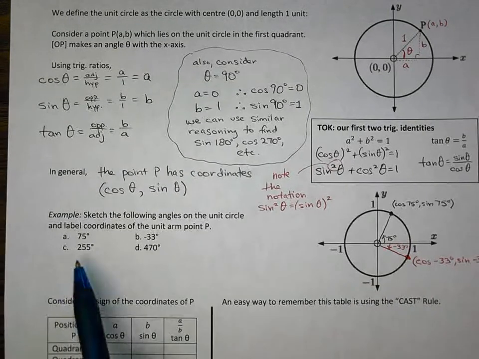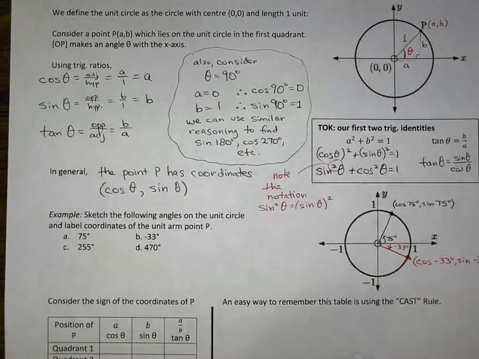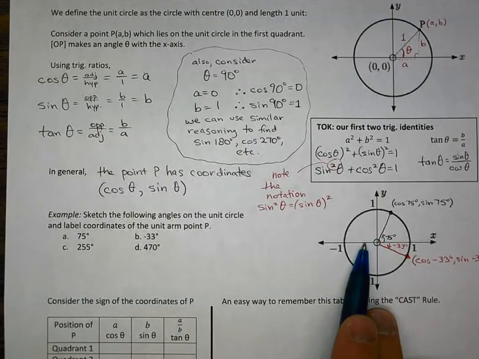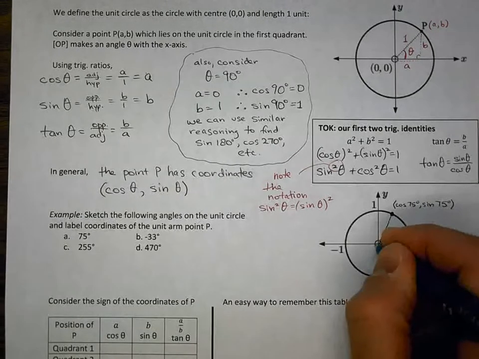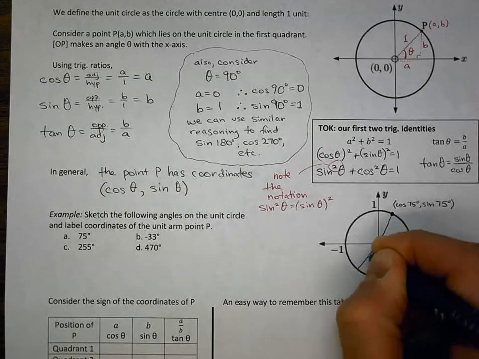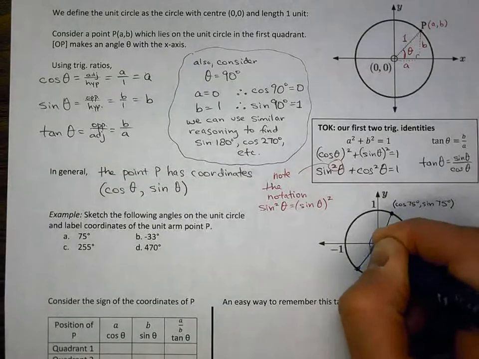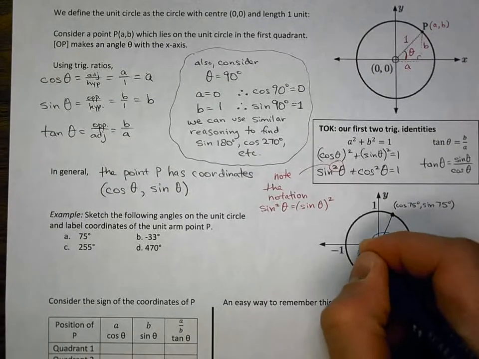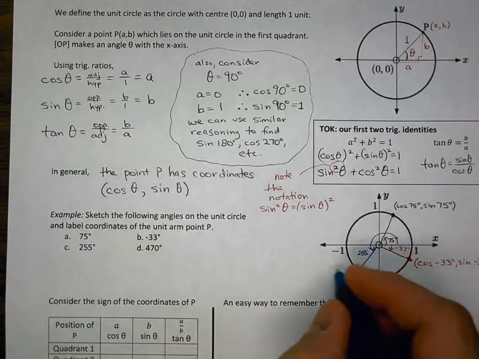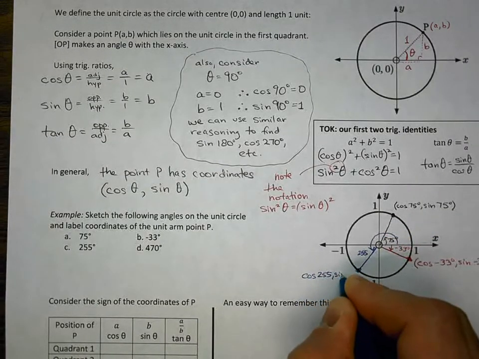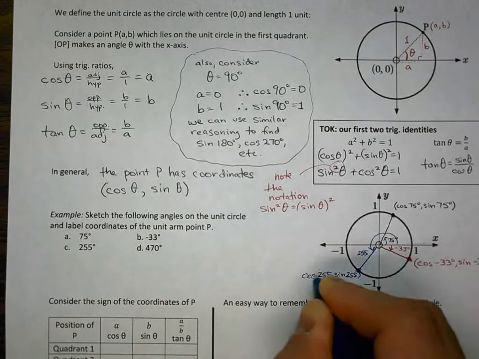Let's do another one, 255. Whoa, that's a big number. Well, this is 90 degrees, 180 degrees gets me here, 270 is here, so it's somewhere pretty close, it's somewhere here, I think. It's 255. So this is cos 255, sine 255.